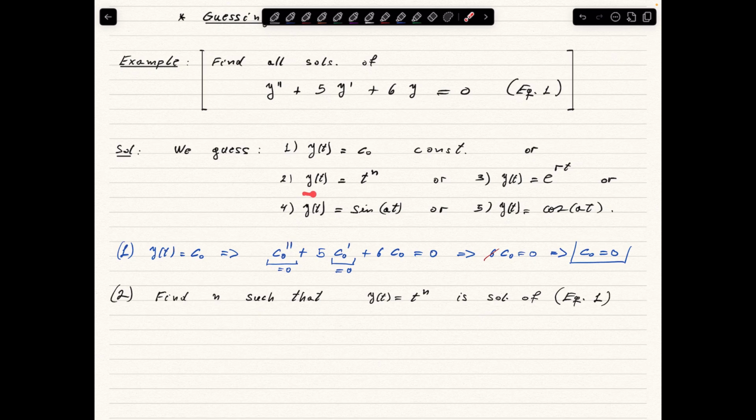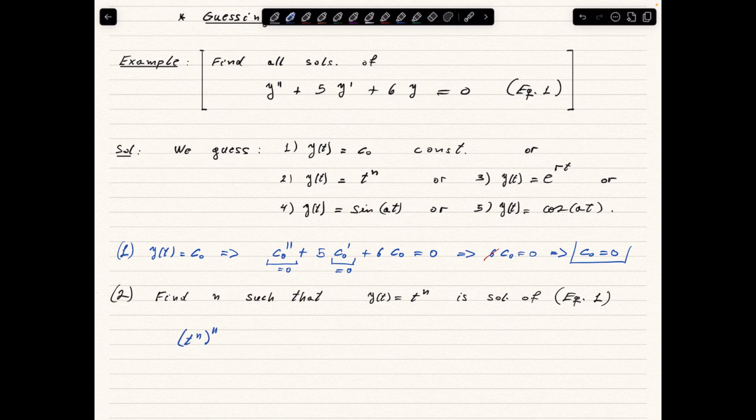Then let's move on to the next function in complexity. Let's suppose power functions. I want to try not only with t squared or t cubed, I want to try with all possible power functions. So I put an n here, and I try to find a value of n, of the power, such that y equal t to the n is a solution of equation 1. So we are going to plug t to the power n into the equation.